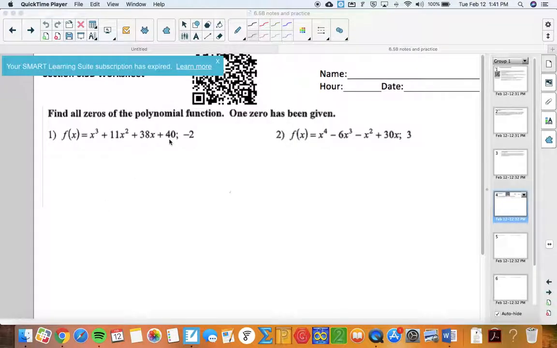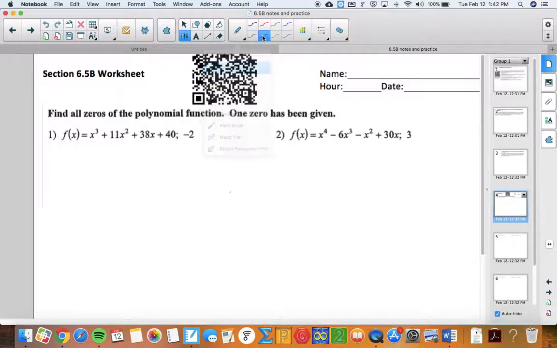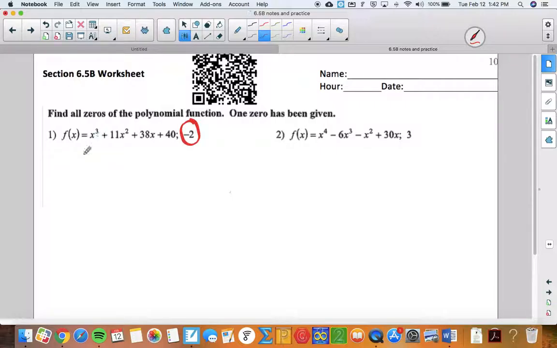Hey folks, this is 6.5b. Well, you probably can't see that. I think that's 6. Yeah, sure enough. 6.5b, here we go. So the directions say, find all the zeros of the polynomial function. One zero has been given. The zero right here is -2.